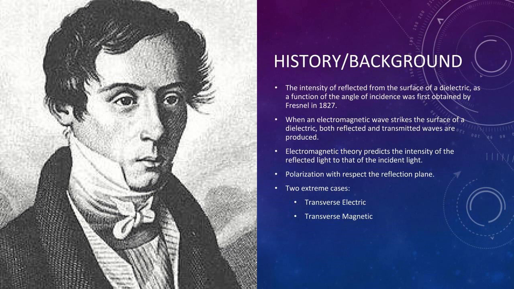When an electromagnetic wave strikes the surface of a dielectric, both reflected and transmitted waves are produced. Polarization with respect to the reflection plane alters the intensity of the reflected and transmitted waves. The two extreme cases, when the wave is perpendicular to the reflection plane or parallel to the reflection plane, are known as S and P polarization. In this lab, we studied S polarization.